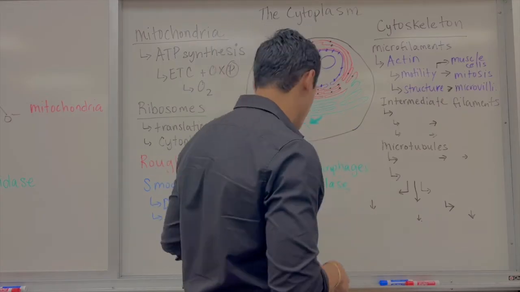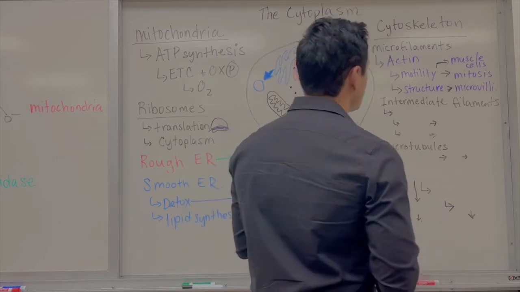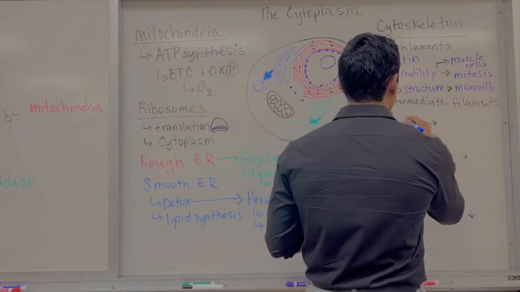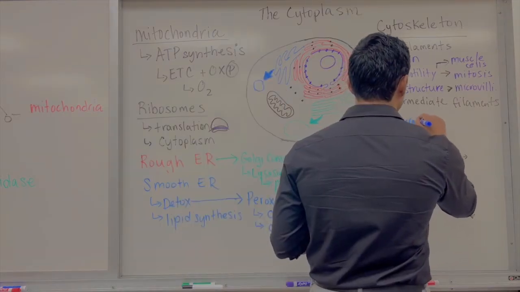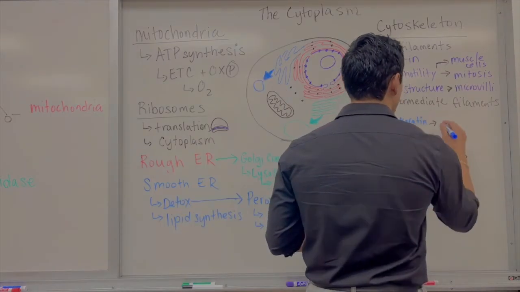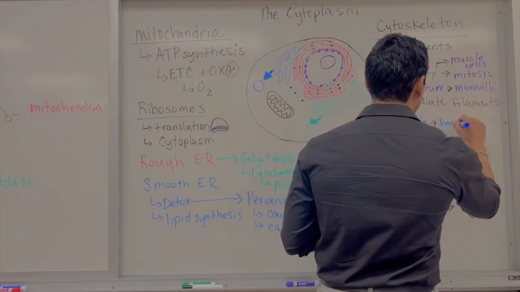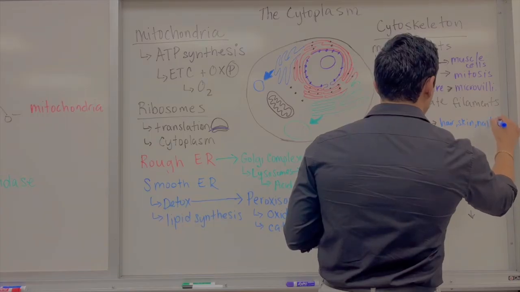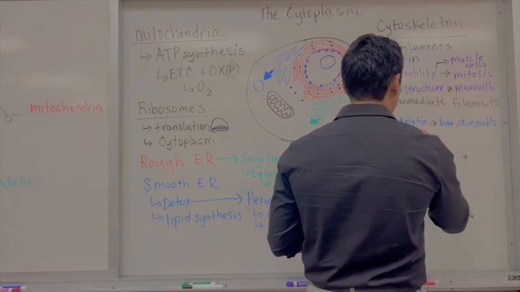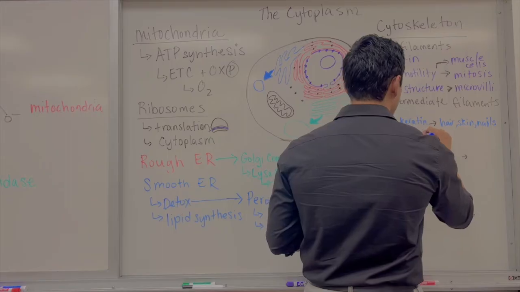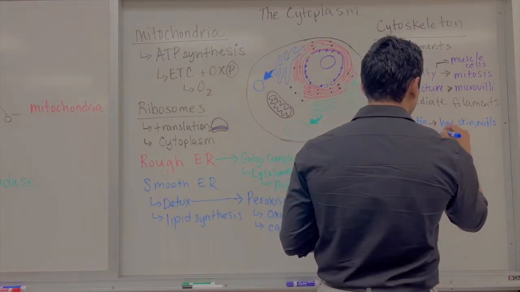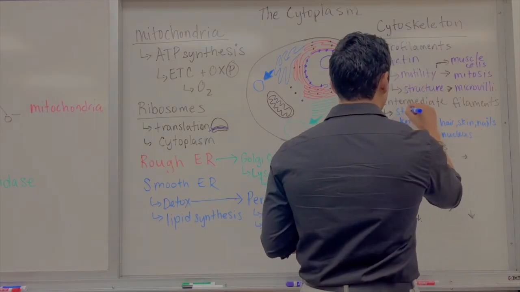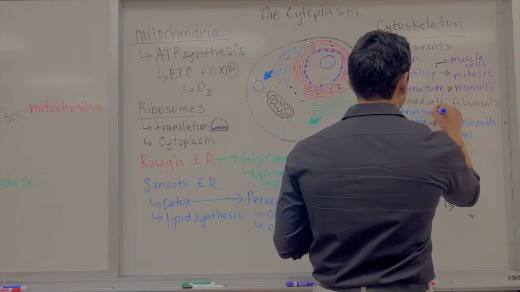Now let's move on to the intermediate filaments. A couple of the different proteins include keratin. Keratin is one which is found in our hair, skin, and nails. And another protein is the lamins. These lamins provide structural support for the nucleus. So I'll write intermediate filaments, structural support.